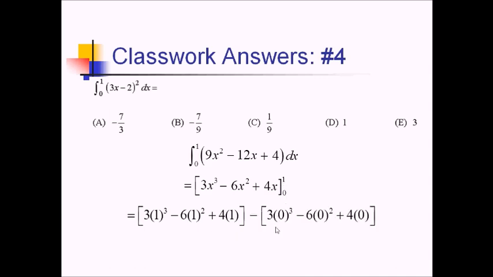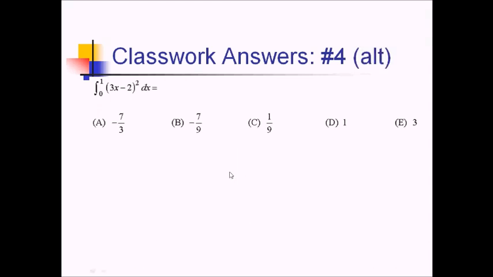And this is really nice because 0 just gets rid of everything over in this right bracket. So I'm really just looking at this left bracket, and I'm just multiplying by 1s essentially. So this is just 3 minus 6 plus 4. So this would be negative 3 plus 4 is positive 1, which is one of the choices, choice D.